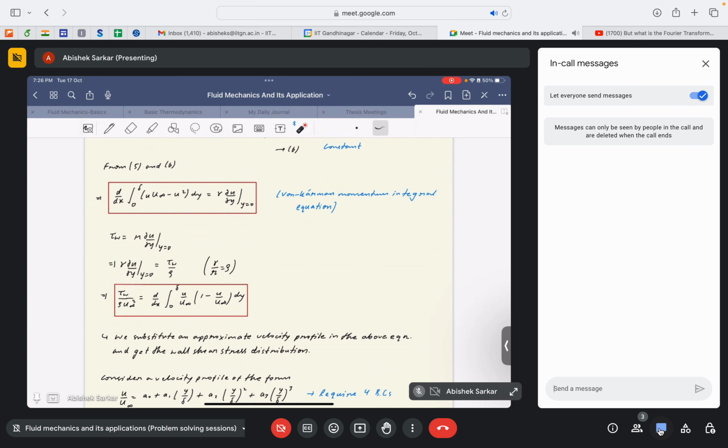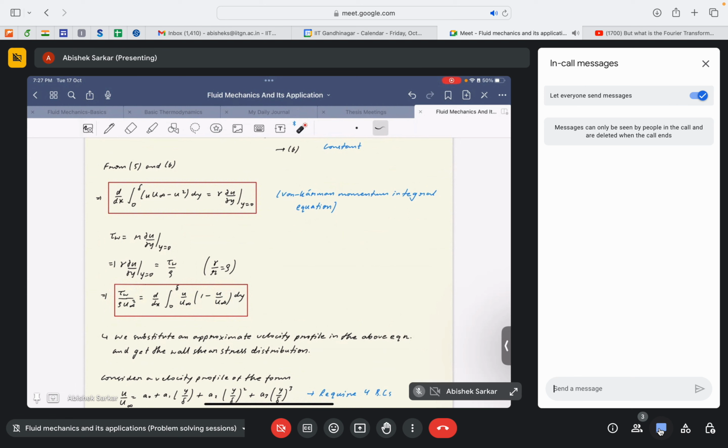So keeping that idea in mind, the momentum integral solutions theory was devised. If we assume some form of the velocity profile, which is usually cubic or parabolic, and the standard is cubic so that we get accurate results, and impose the appropriate boundary conditions, then we get the form of the velocity profile.